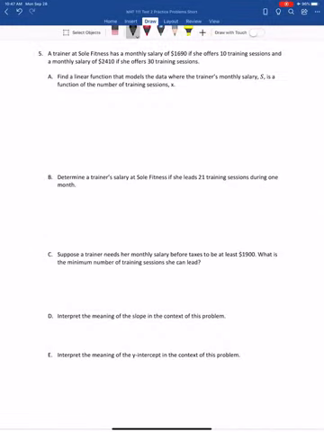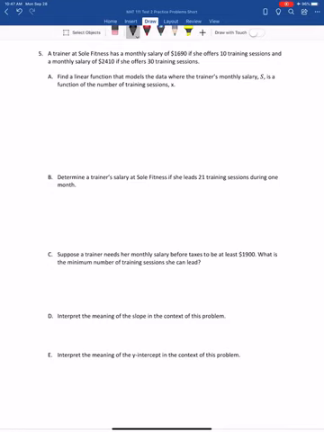All right, moving on. Let's take a look at application of linear functions. Problem 5 here. It says a trainer at Soul Fitness has a monthly salary of $1,690 if she offers 10 training sessions, and a monthly salary of $2,410 if she offers 30 training sessions. Find a linear function that models the data with the trainer's monthly salary, S, as a function of the number of training sessions, X.